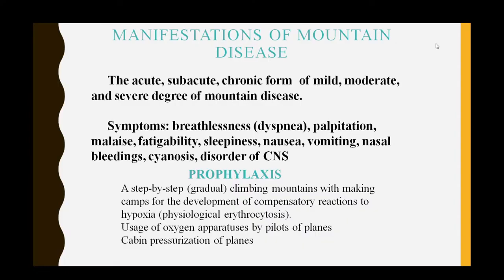One example of such adaptations, such compensatory reactions, is physiological erythrocytosis. But physiological erythrocytosis may be only at long presence in such conditions. For example, it may be in people who live in mountains at big heights; such people have physiological erythrocytosis. It's adaptation of their body to conditions of hypoxia, and also usage of oxygen apparatuses. Planes must have pressurization of the cabin.